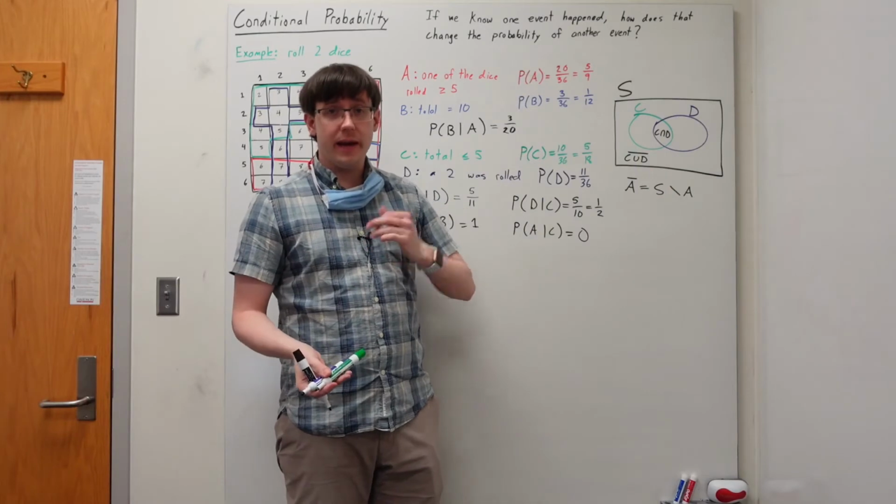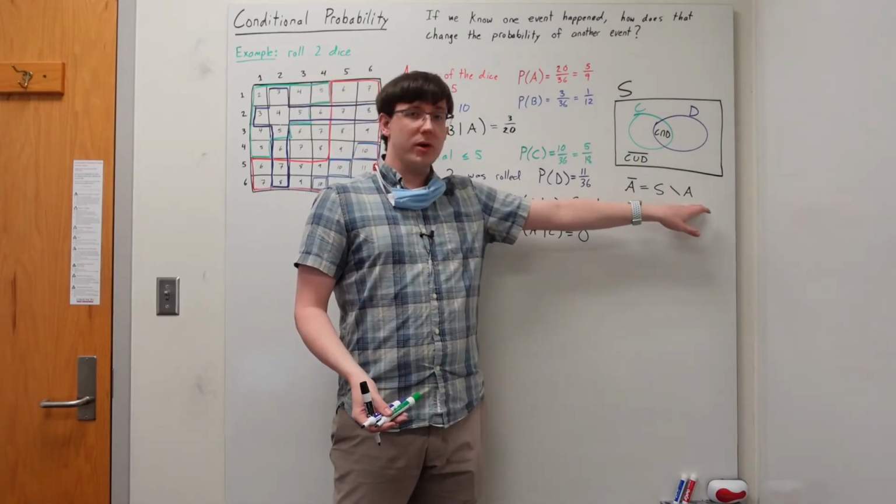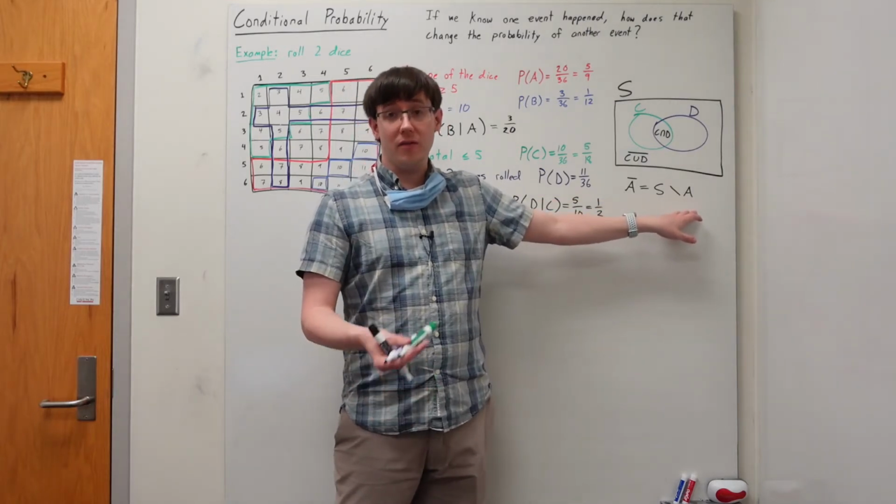Where, as we saw in our activities, the complement of an event is all of the outcomes that are in the sample space but not in that event.